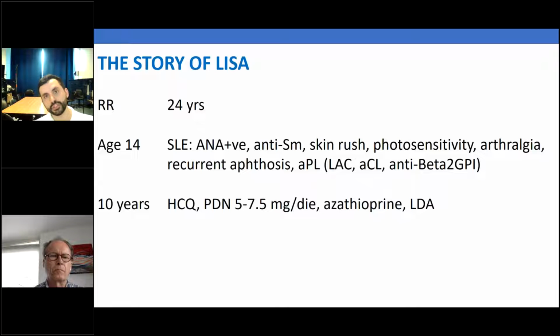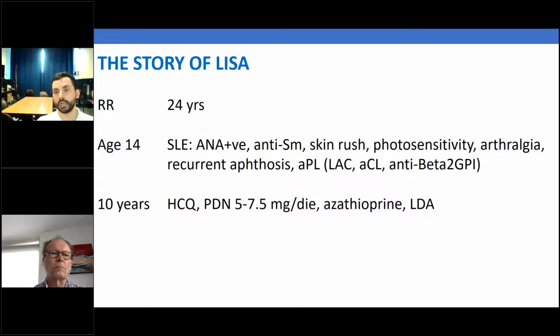So I want to share with you the story of Lisa. Lisa, at the time of the assessment, was a 24-year-old young woman. She was diagnosed with SLE when she was 14 on the basis of ANA positivity and anti-Smith, so her laboratory profile was in line with the diagnosis. She had a skin rash at that time, photosensitivity, arthralgia, recurrent aphthosis, and the full-blown positivity for antiphospholipid antibodies: lupus anticoagulant, anticardiolipin antibodies, and anti-beta-2 GP1 positivity.